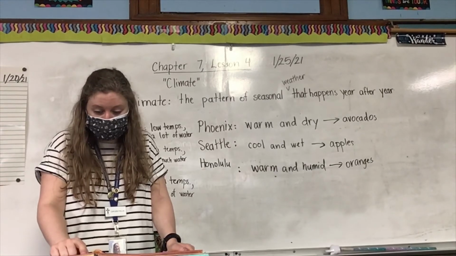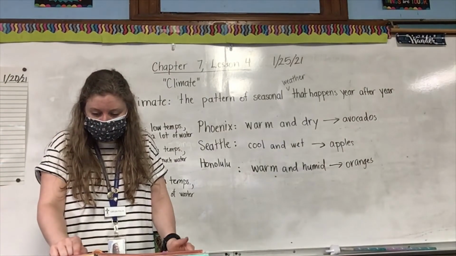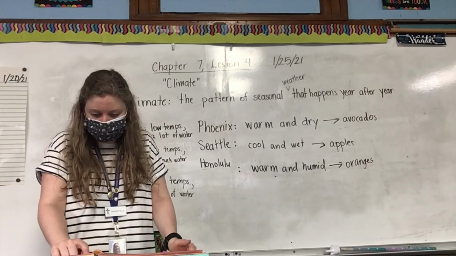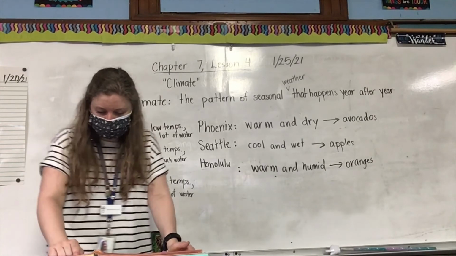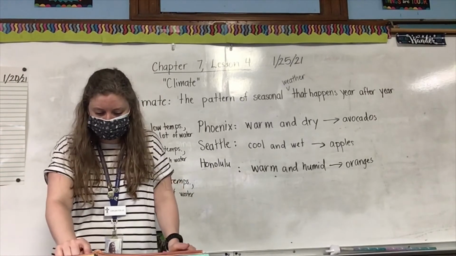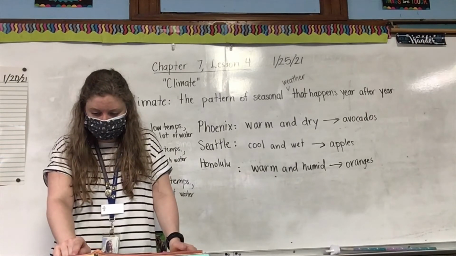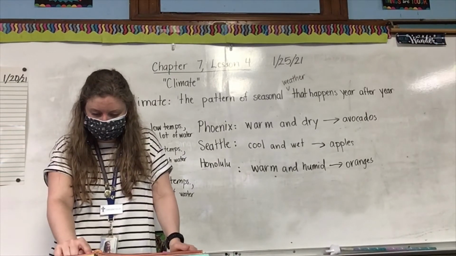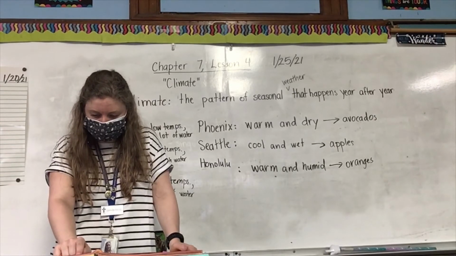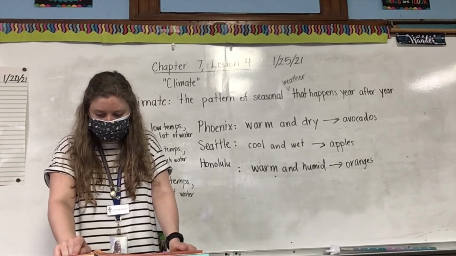Temperate climates often have 4 seasons. Some have just 2 seasons, a dry one and a rainy one. Still other regions are dry and cold.